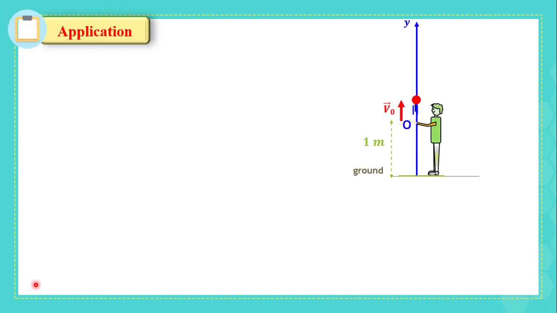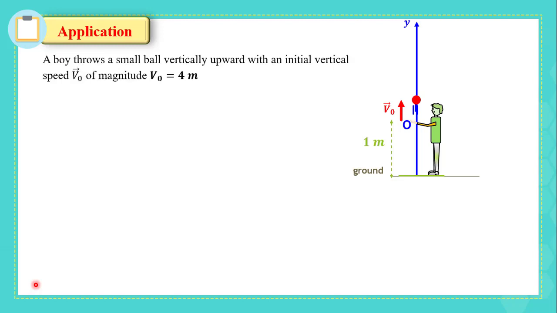Let's practice now by solving the following application. Don't forget to pause the video and try to solve the application by yourself. A boy throws a small ball vertically upward with an initial vertical speed v0 of magnitude v0 equal to 4 meters per second at a height of 1 meter from the ground.